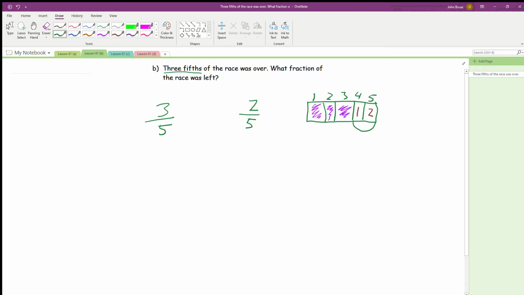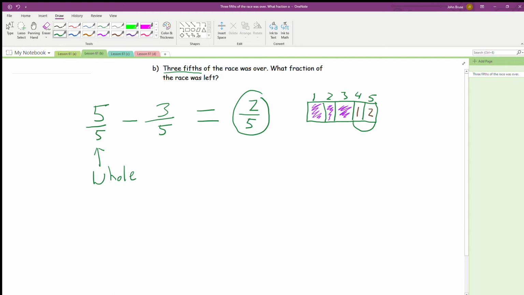Now if we wanted to write a subtraction problem to find this without the picture, we could do a whole. So this is the whole part, 5/5. That's the whole. And we can subtract the part that's already been done. 3/5 of the race was over. So we've got 1 whole, 3/5 are done. If we subtract 3/5 from 5/5, we end up with 2/5. So our answer was 2/5.